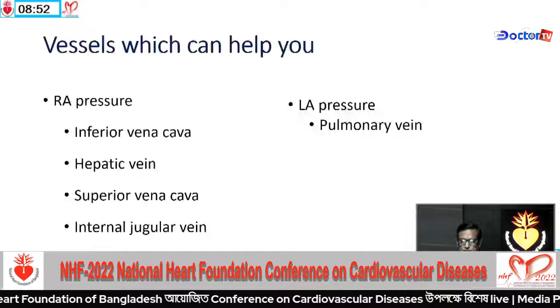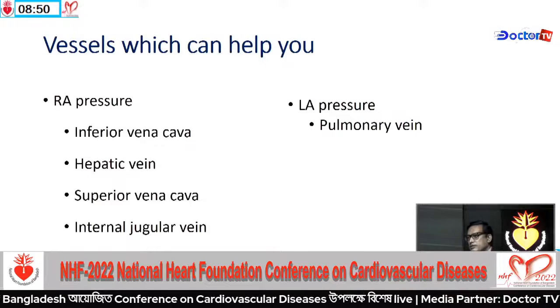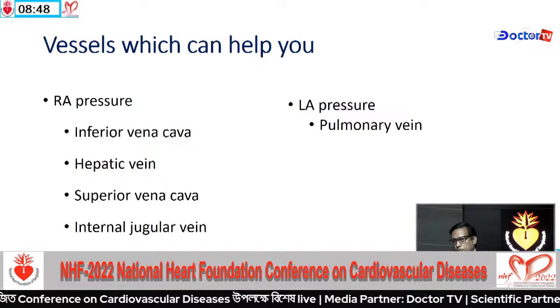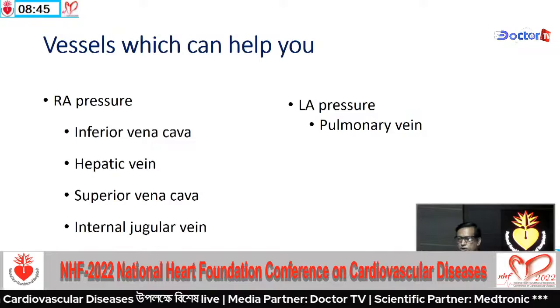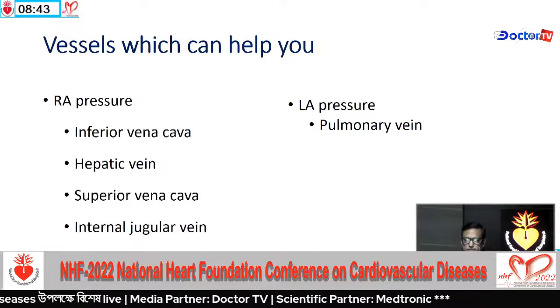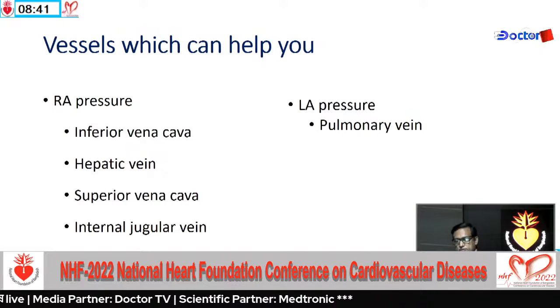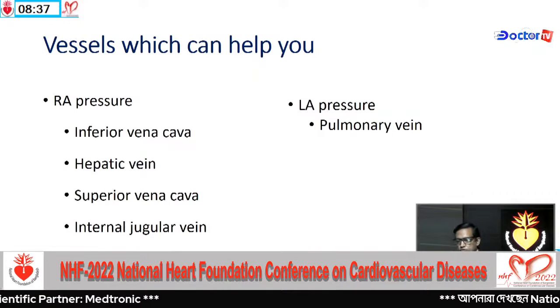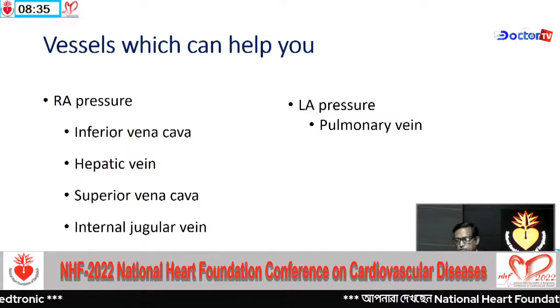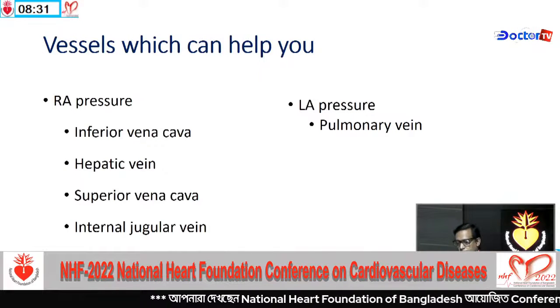So we can take the help of Doppler echocardiography. Which structures are going to help us? These are mainly the veins. On the right side, it is the inferior vena cava, hepatic vein, superior vena cava, and internal jugular vein. And on the left side, it is the pulmonary vein. Let's see how we can do it.